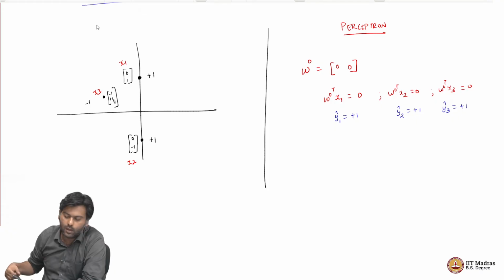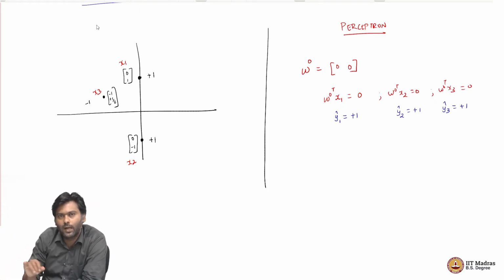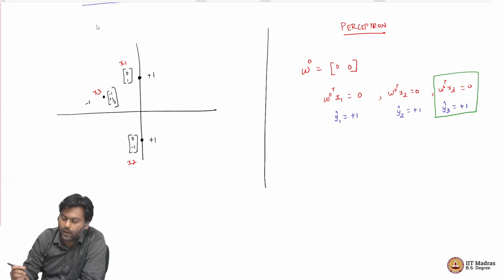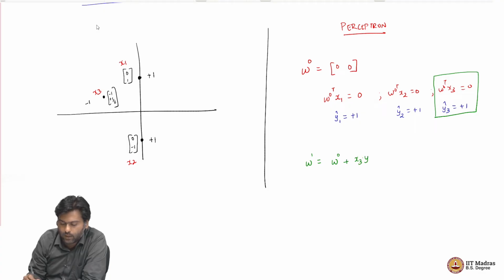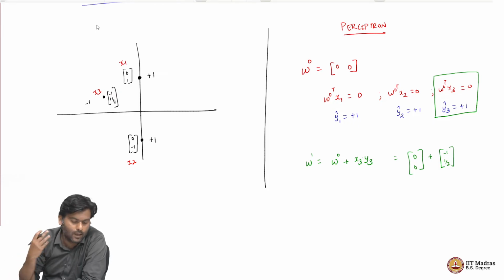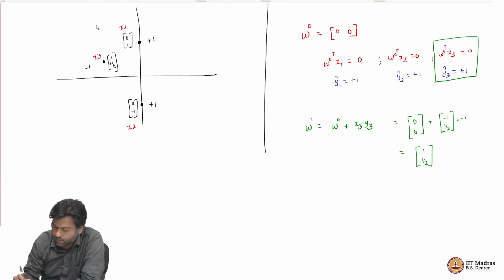So, which means I have gotten 2 points correctly out of 3. The point where I make a mistake with respect to this w is x3. So my w1 is just going to be w0 plus x3 into y3, because that is the point where I make the mistake in my data set. w0 is 0 0, plus x3 is minus 1 half, and y3 is the label of x3, which is minus 1. So my new w is going to be 1 times half, 1 times minus half.